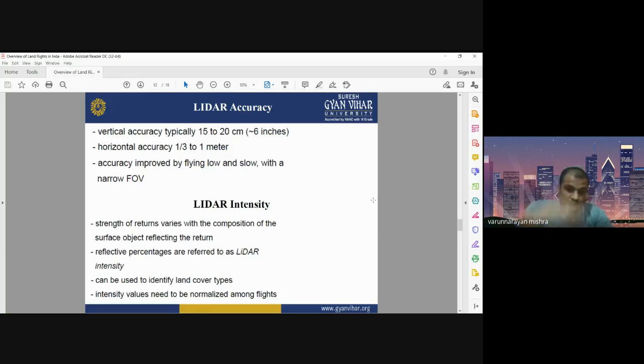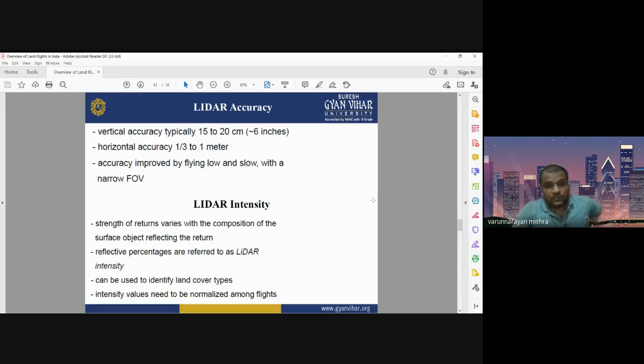Your elevation of flight should be low, and the speed of the aircraft should be low. If we follow these three factors, flying low, with slow speed, with narrow FOV, it will increase your accuracy. It may reach up to 10 centimeters of accuracy in terms of vertical accuracy.